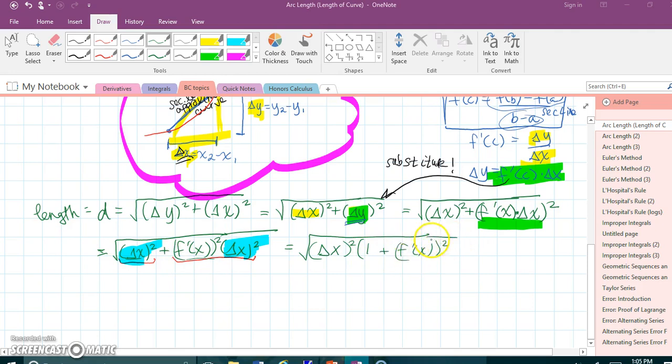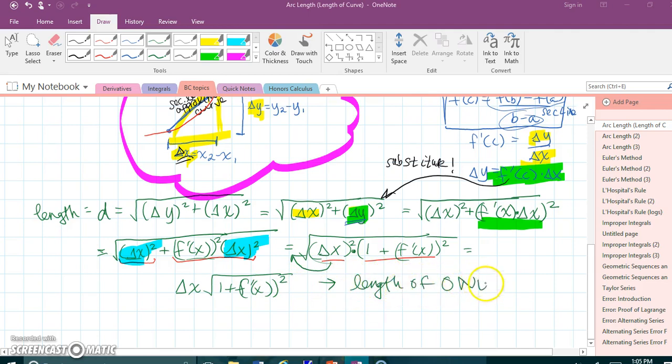squared here. And if I have two things multiplied, and they're under a square root, I can take this out because I can do the square root of delta x squared. The square root of delta x squared is just delta x. So now I have delta x times this, which cannot come out of the square root. Watch your parentheses and your notation here. Okay, so this right here is the length of one partition. So make sure you label it like that.